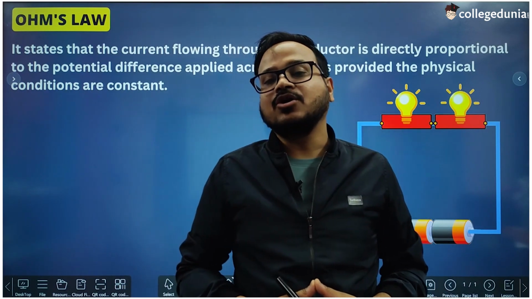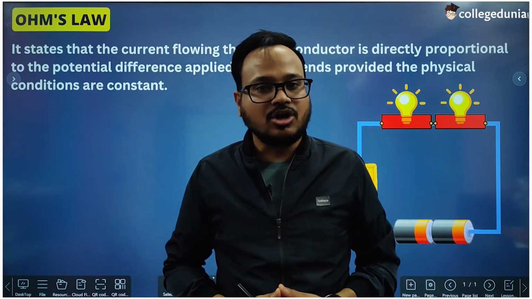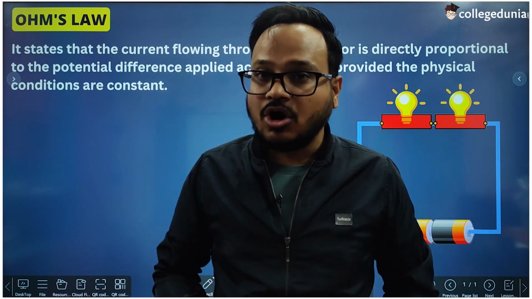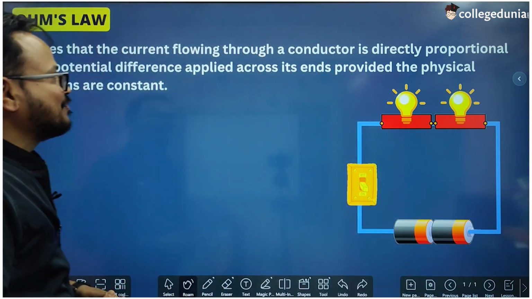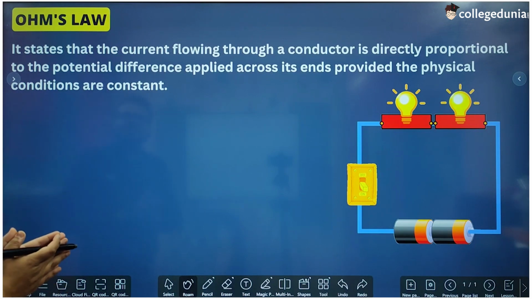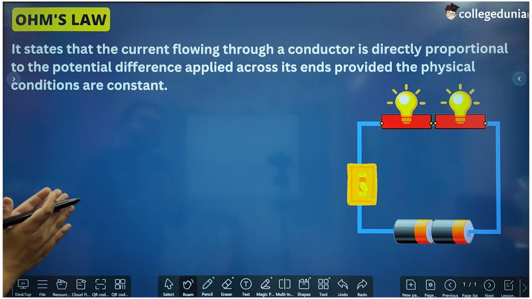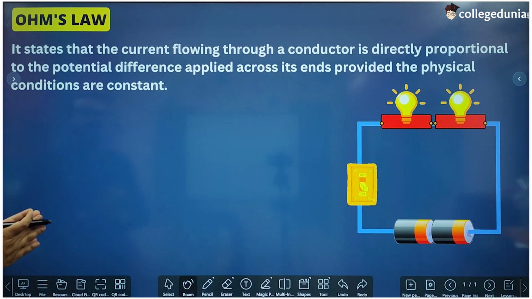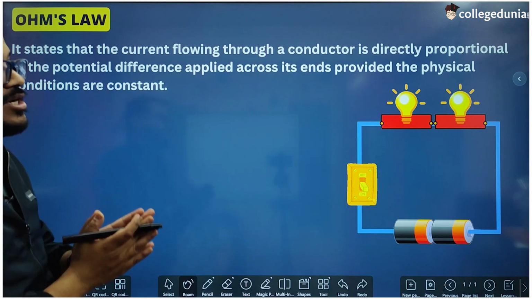Students, in this video we are going to discuss a very important law and its proof. This law is called Ohm's law. Let's start. It states that the current flowing through a conductor is directly proportional to the potential difference applied across its ends provided the physical conditions are constant.